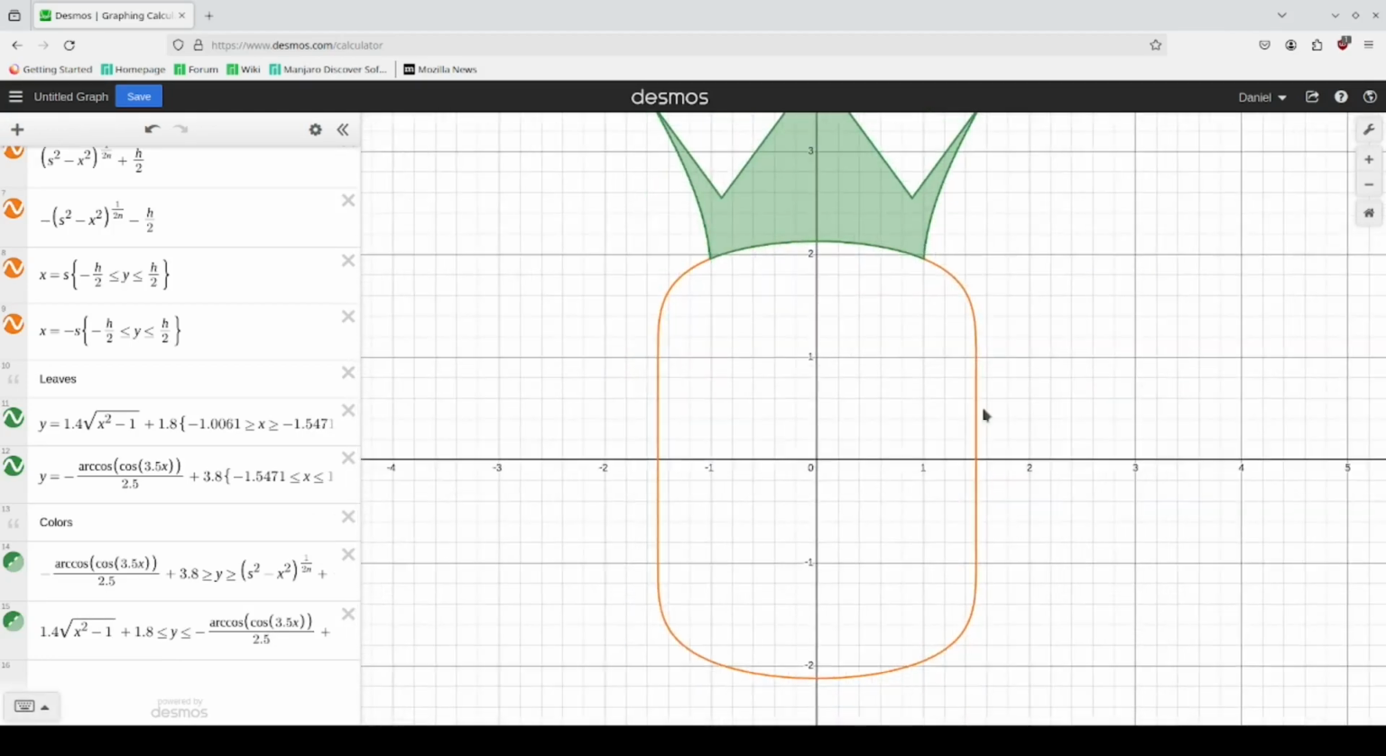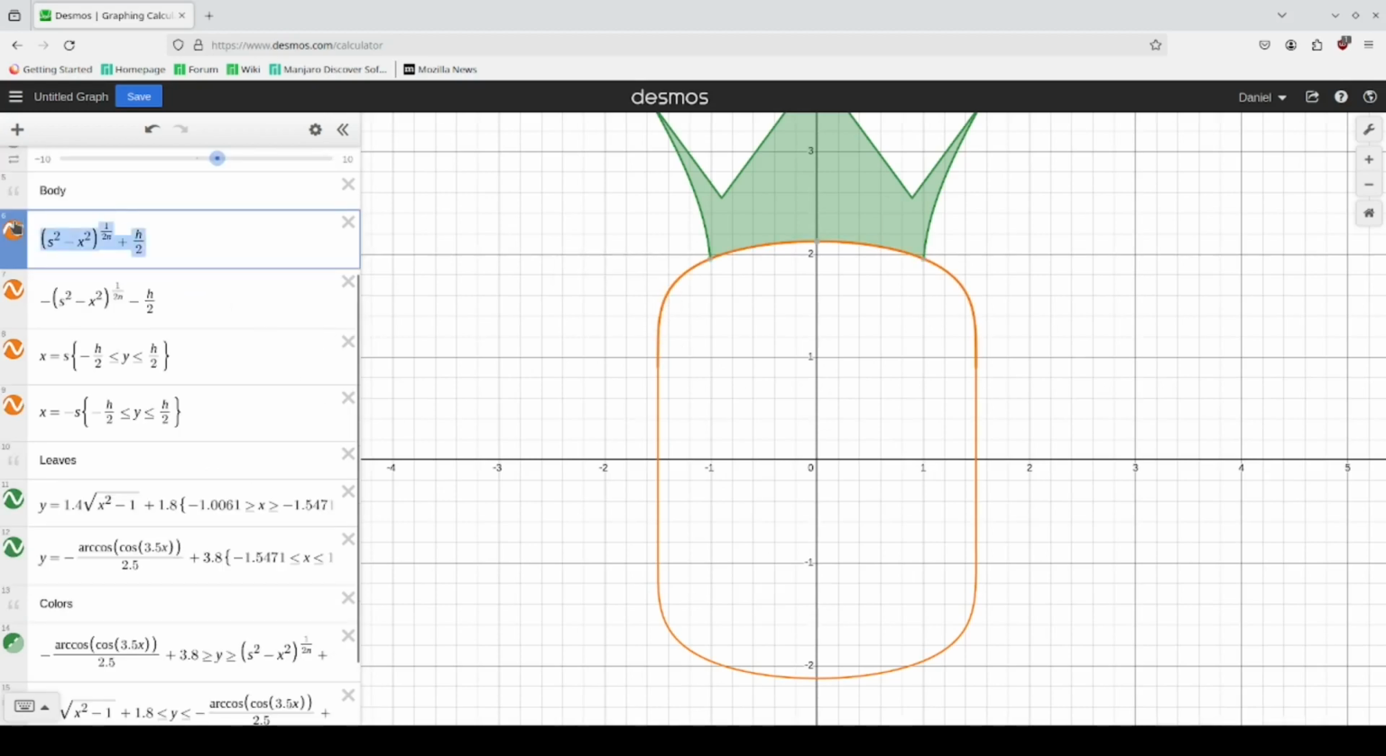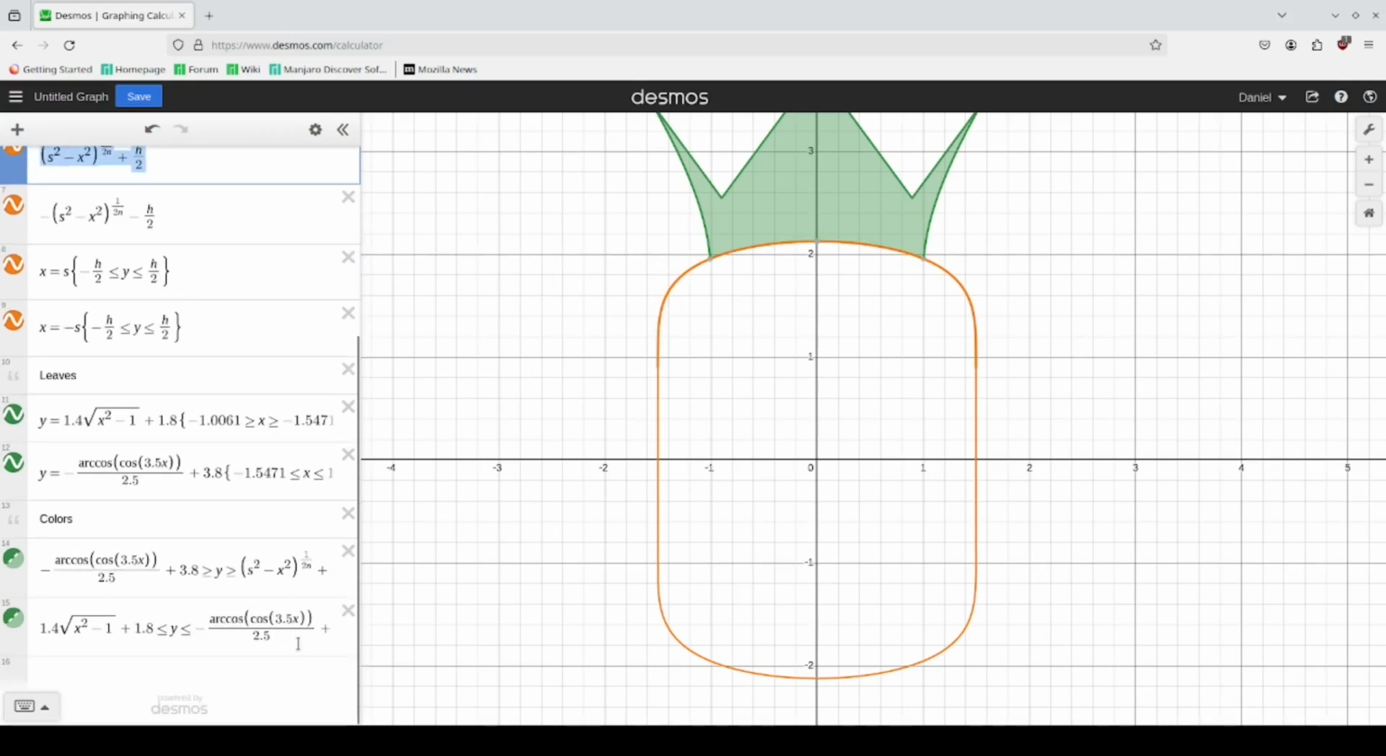Alright, now the good news is that coloring the main body is a lot easier. And so for that one, we're just going to grab the top half of this one.